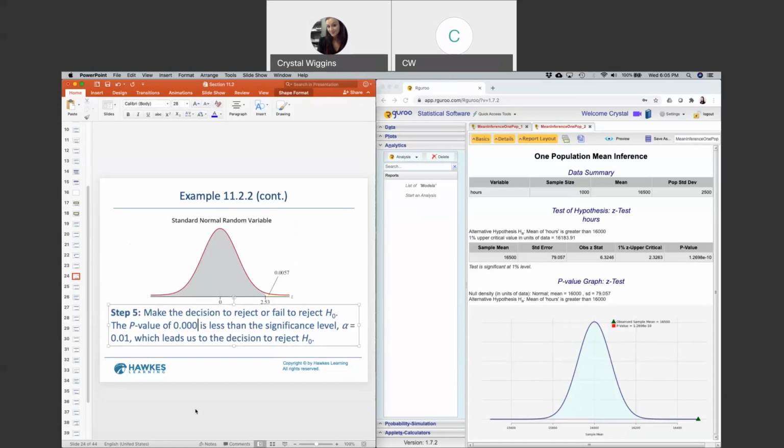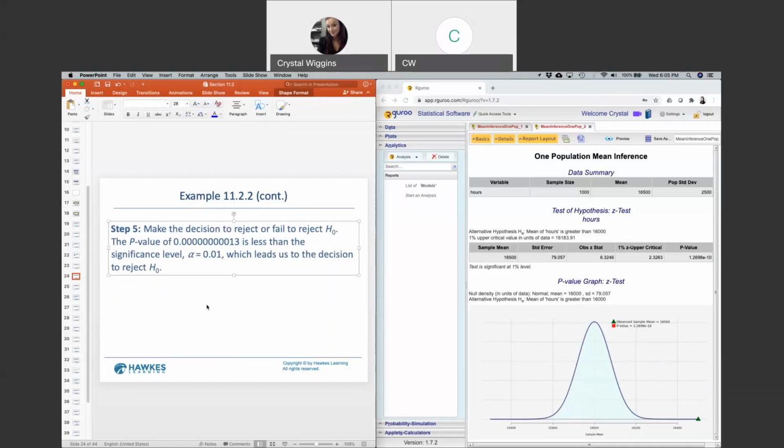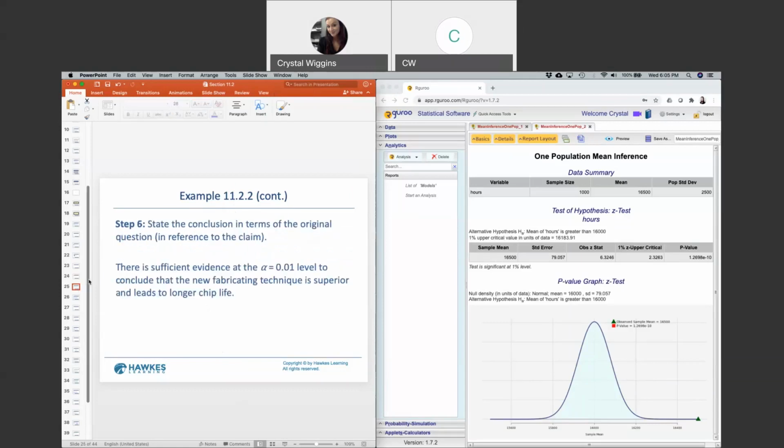1, 2, 3, 4, 5, 6, 7, 8, 9. 1, 3 if I round. Really tiny, less than the significance level, which leads us, we're still rejecting. So it looks like even though I randomly decided what the X bar should be, the sample mean, we're getting the same conclusion, just a different p-value because we have a different sample mean than the problem originally wanted.